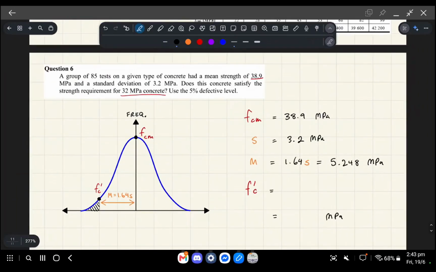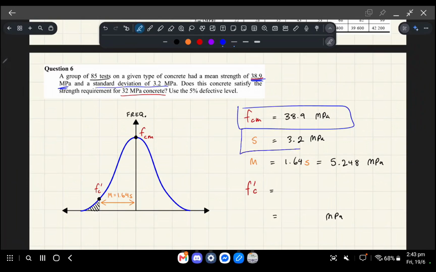A group of 85 tests on a given type of concrete had a mean strength of 38.9 MPa. Okay. So now we know that the mean concrete strength was 38.9 MPa. It has a standard deviation of 3.2 MPa. Okay, so S is equal to 3.2. Does this concrete satisfy the strength requirement for 32 MPa concrete?